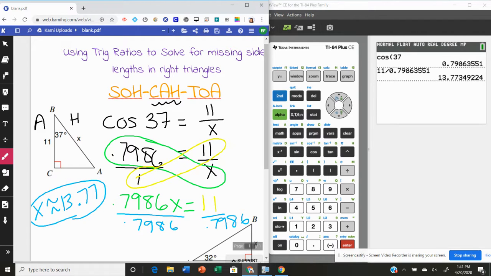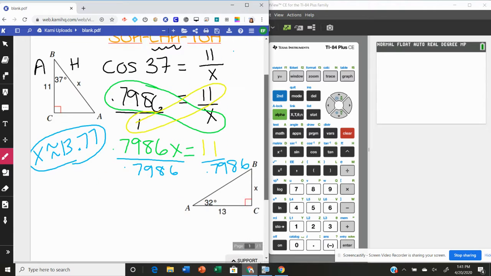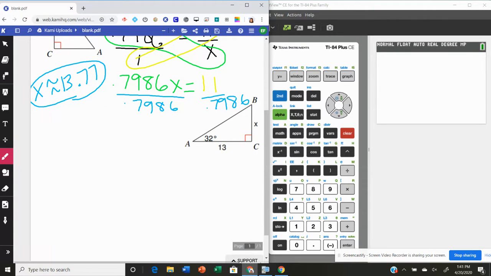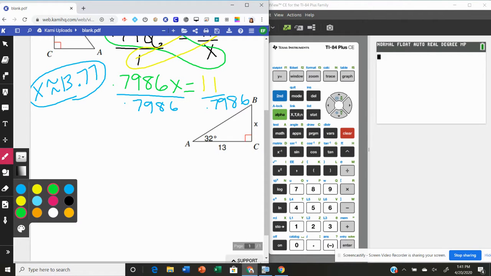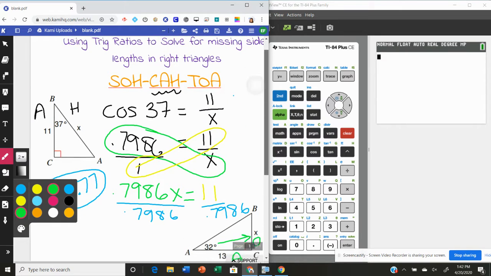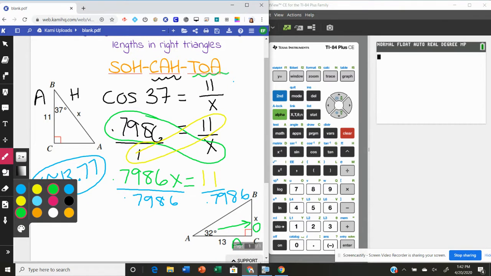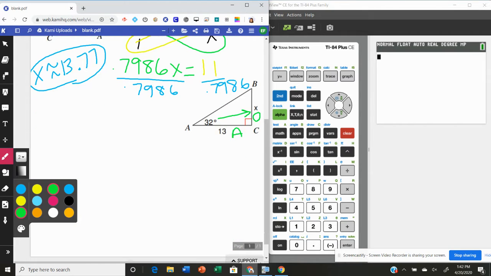Let's go ahead down and take a look at our second example. Here we'll start out the exact same way. It looks like we're looking at that 32 degrees. So if I'm going to label my sides, my x is going to be my opposite side, directly opposite from my degree measure. And then that 13 side, that's right next to our angle, that's going to be our adjacent. So if we're looking at our SOH-CAH-TOA again, if we're comparing our O and our A, well, that's going to be a tangent ratio for us. So we'll set it up. Tangent of the degree measure is equal to the opposite over the adjacent.